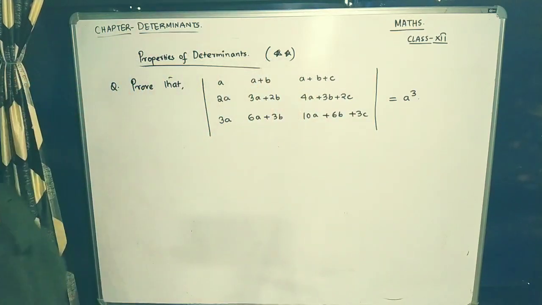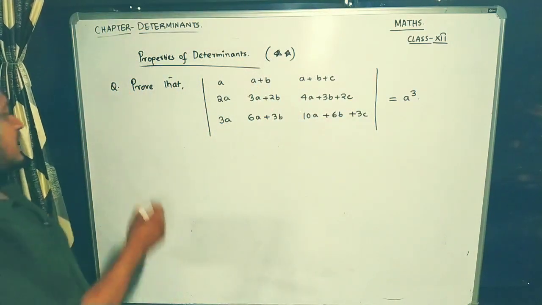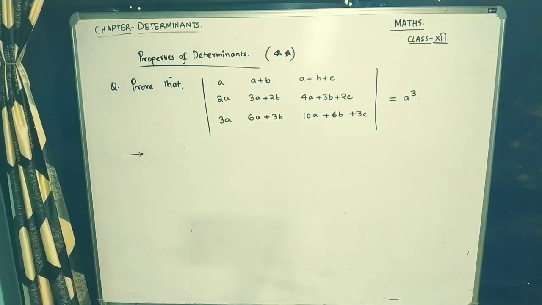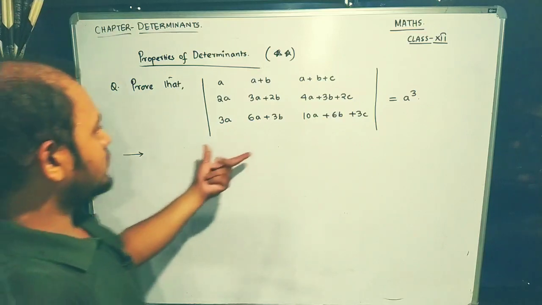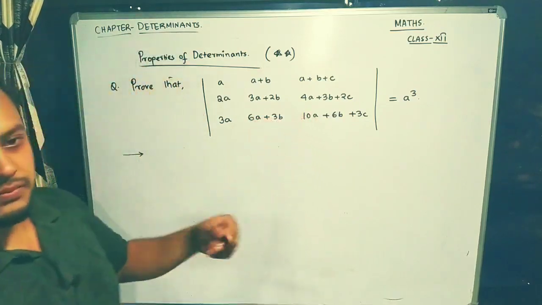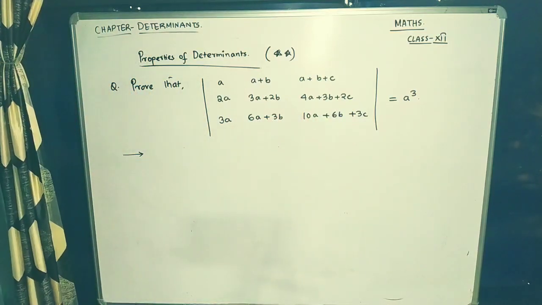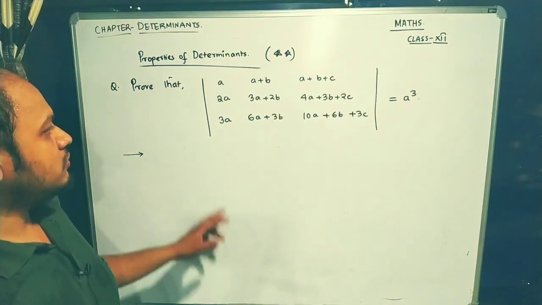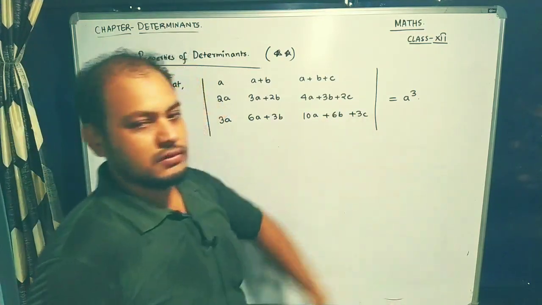How do you prove it? Using properties of determinants. Now tell me, which property of determinant will you use here? Can you use the first property, which says that transpose of this is the same as this? So you cannot use the first property. So tell me, which property is more useful in this case? Can you use the sixth property in this case? Can you reduce this determinant to only a cube?